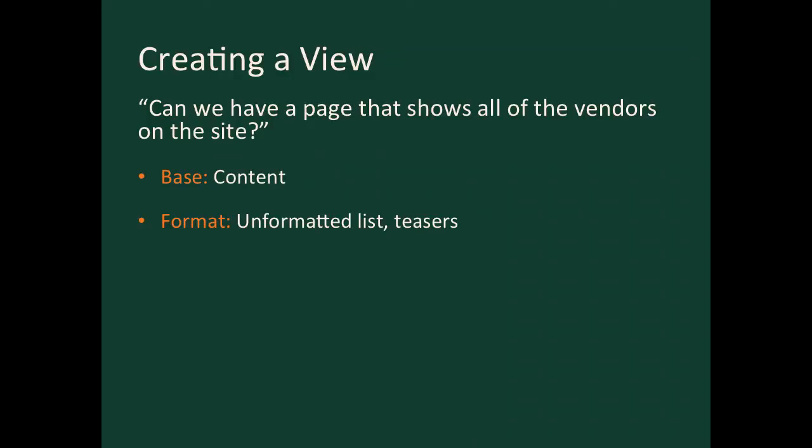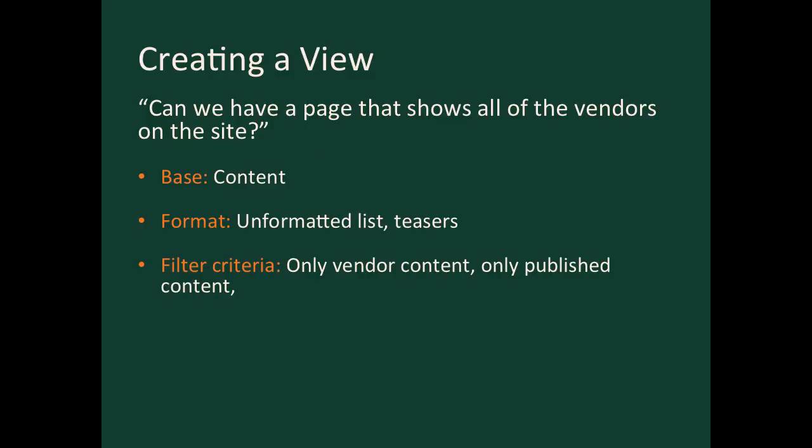The filter criteria that we want to use now. We know that we're going to get content, but we want to specifically get only vendor content, and we don't want to show anybody who is not published. So we also want to filter only by published content. And for sort criteria, we're going to go alphabetically according to the vendor title.